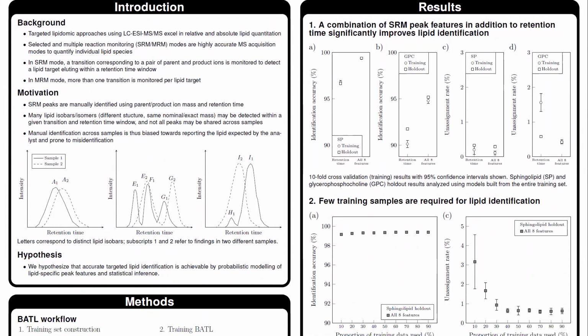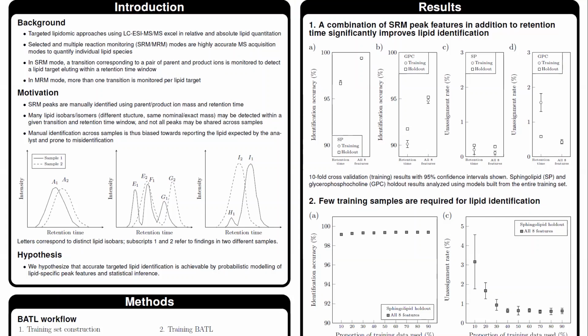Targeted lipidomics based on LC-ESI MS/MS excels in relative and absolute lipid quantitation using SRM and MRM modes. These methods monitor pairs of parent and product ions to detect lipid targets eluting within a retention time window. In SRM, a single transition is monitored per lipid target, while in MRM, more than one transition is monitored. Currently, no program exists capable of targeted lipid identification where single transitions are monitored per lipid species.